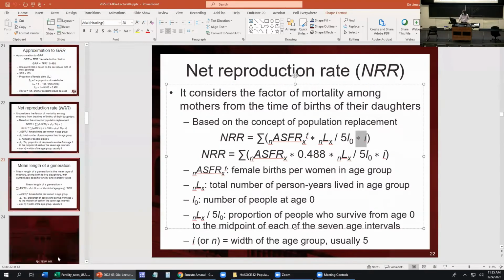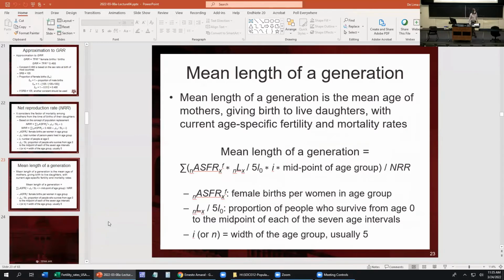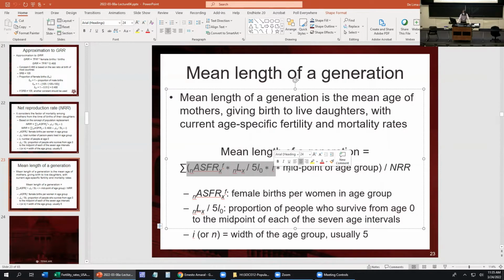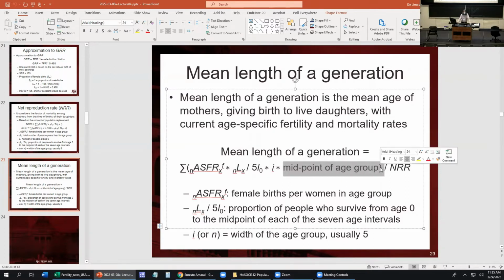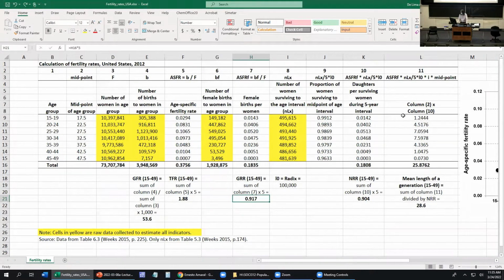And then the final one here is the mean length of a generation. For the mean length of a generation, we want to know what's the mean age of mothers giving birth to live daughters, right? To daughters born alive, considering the age-specific fertility rates that we have right now of having daughters and the mortality that those mothers are exposed to. So this part here is the same as the net reproduction rate, but now we multiply by the midpoint of the age group, with the assumption that fertility happens at the same level within each age group, and divide by the net reproduction rate. So now here, that's what we have on column 11.